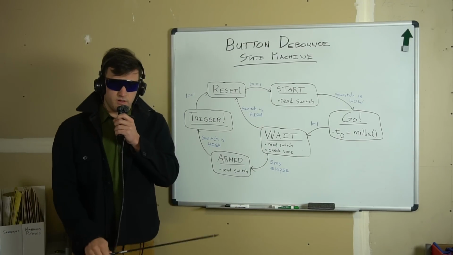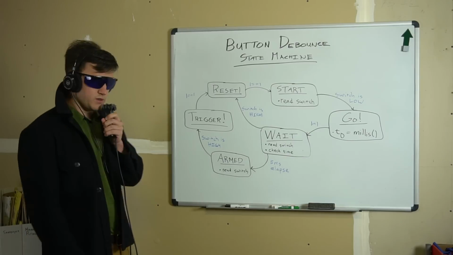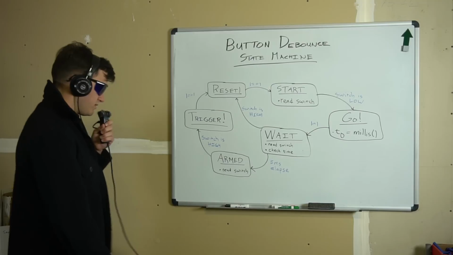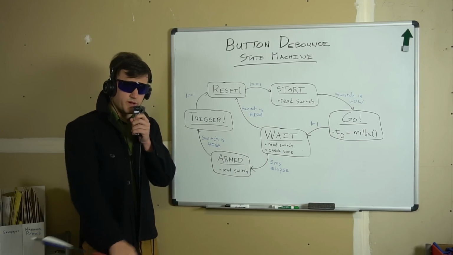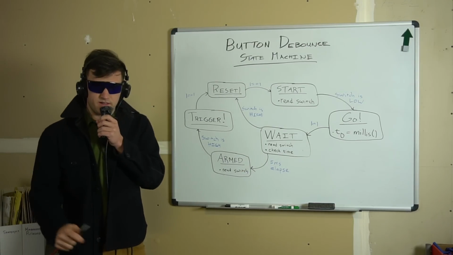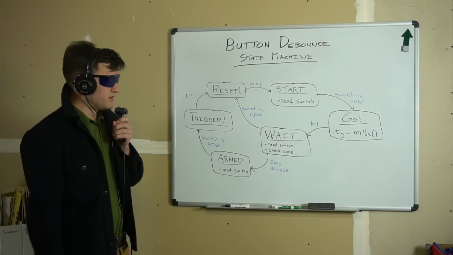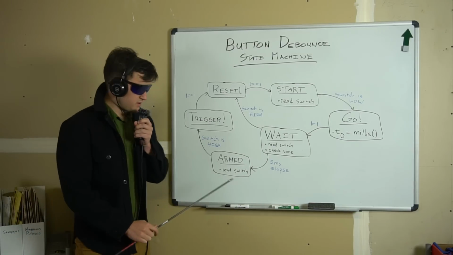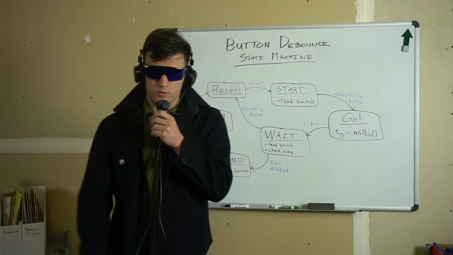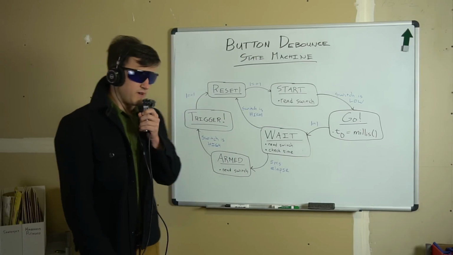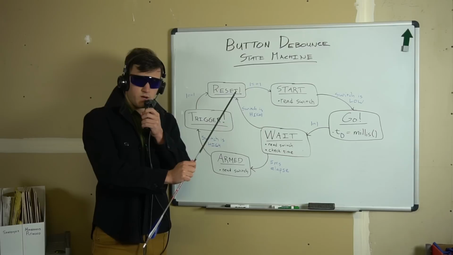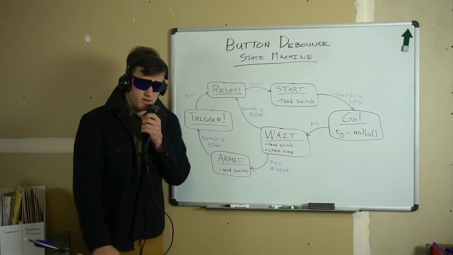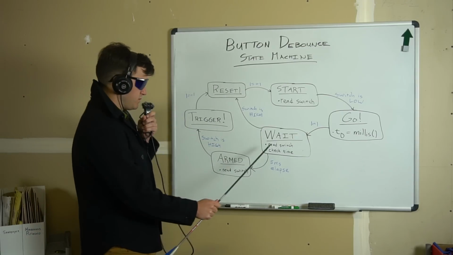Okay, so when you are writing a state machine, you have to follow 3 rules. Rule number 1, you have to split your code up into various states that tell the program what it's supposed to do. I have states here like reset, start, wait, armed. Rule number 2, you must define pathways for your program to move from one state to another state. I have a pathway here, and I call it a transition, from wait to reset.